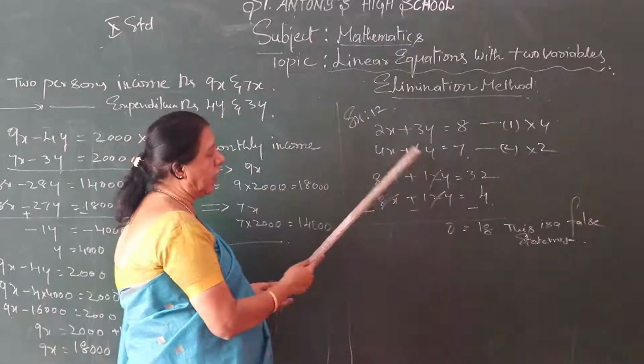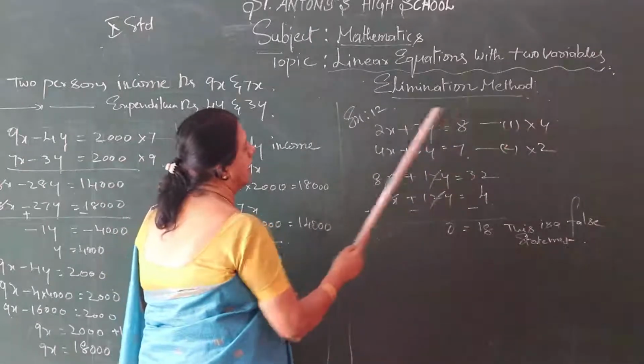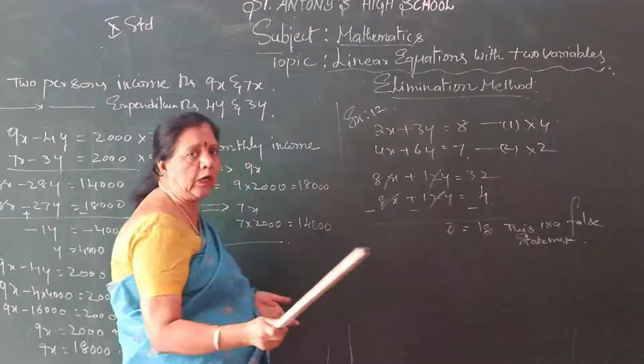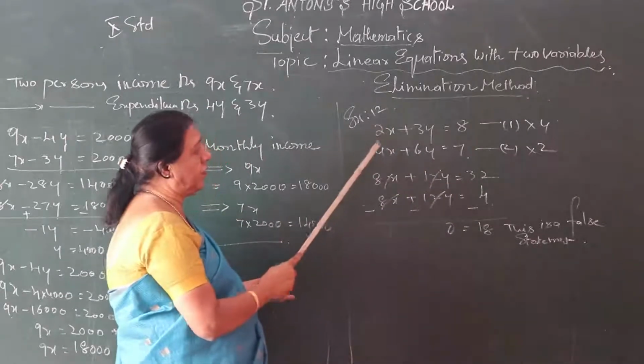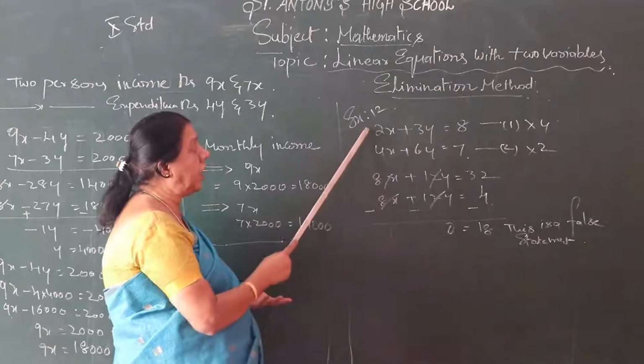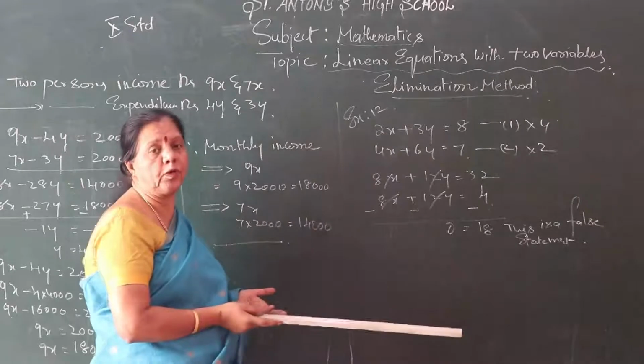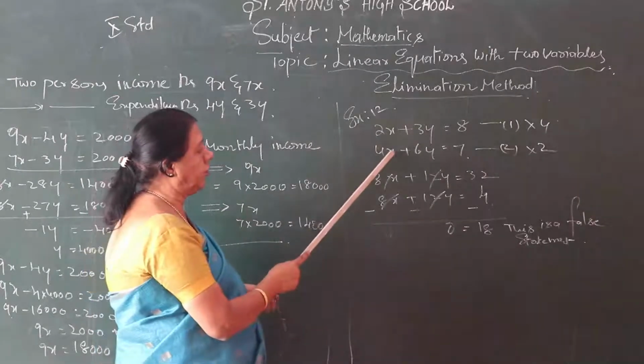You can take y also, you can take x also, anything. If you multiply 6 here and 3 here, you get the same answer. I prefer the x equation because there will be no sign problems. Sometimes a minus will be there and there may be confusion. That is why I prefer to take x.